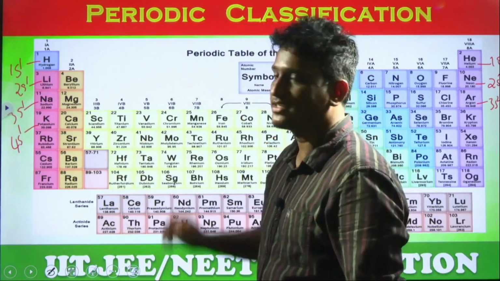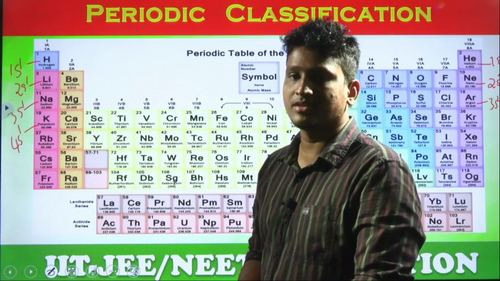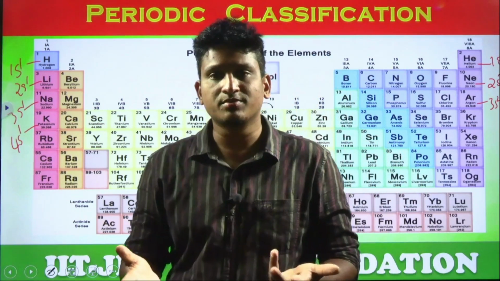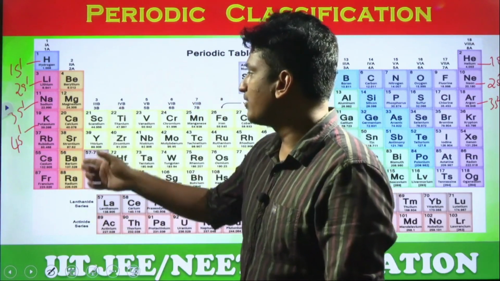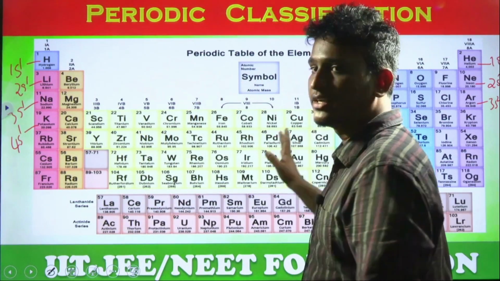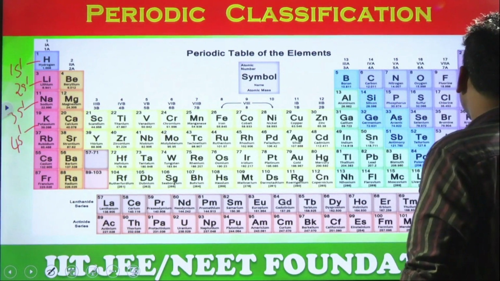After 4s, elements enter into which orbital? 3d. 3d starts here. How many electrons can 3d accommodate? A total of 10 electrons, 3d1, 3d2 up to 3d10. Yes, students. So how many elements are possible? A total of 10 elements are possible. Yes or no? 3d1, 3d2, 3d3, 3d4 till 3d10. After 3d, the 4p elements will start. 4p1, 4p2 till 4p6.